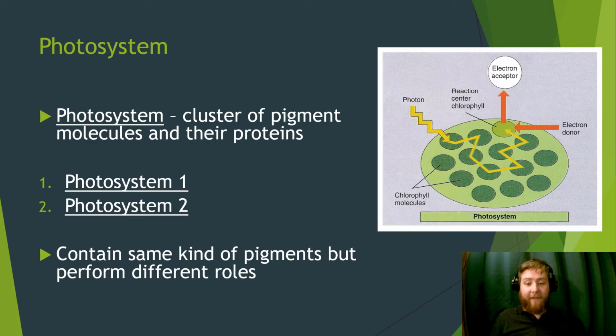So what happens is we have these photosystems. These are clusters of pigment molecules and other proteins that shuttle light and electrons around. We have photosystem 1 and photosystem 2. They contain the same kind of pigments, but they perform different roles. This right here is an example photosystem, this whole diagram here.